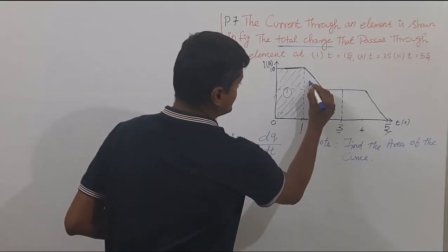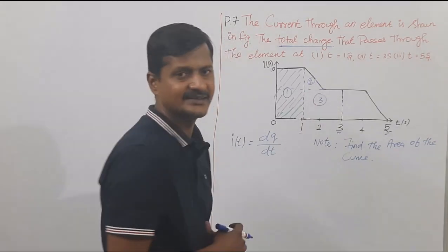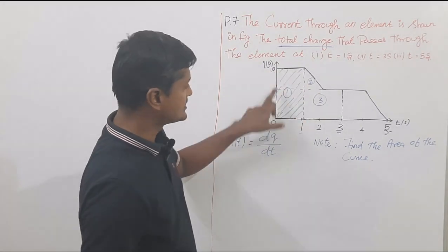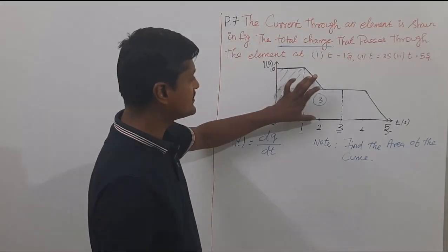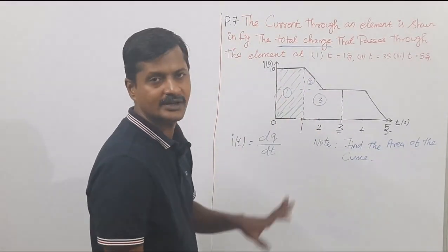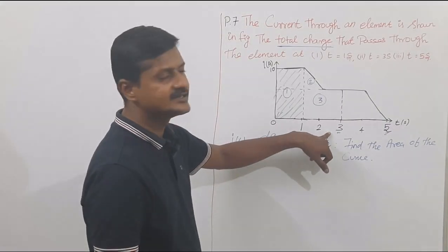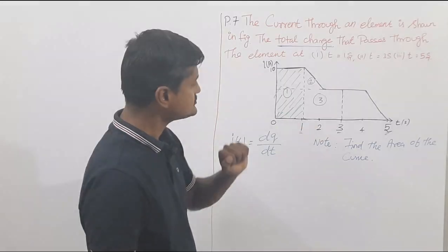So this is curve number 2 and this is area number 3. This is area 1, area 2 and area 3. So at t equal to 3 seconds, if we calculate these three areas under the curve, that is the charge at t equal to 3 seconds, right?